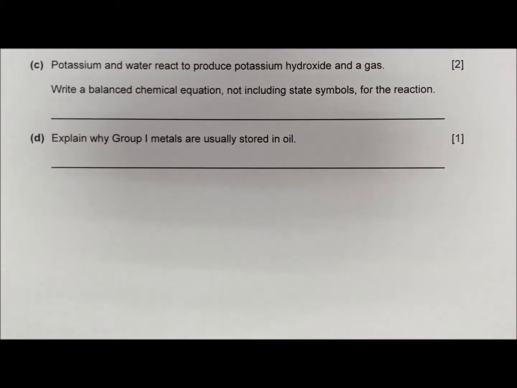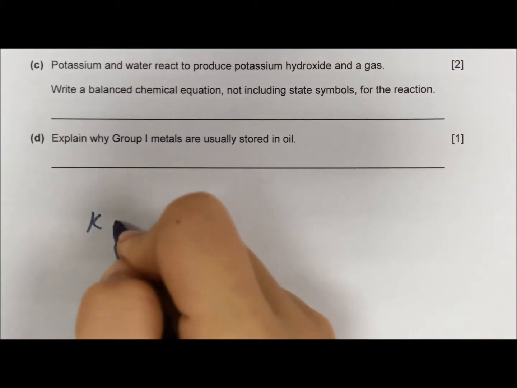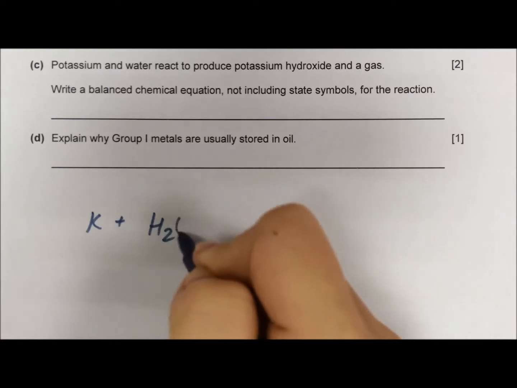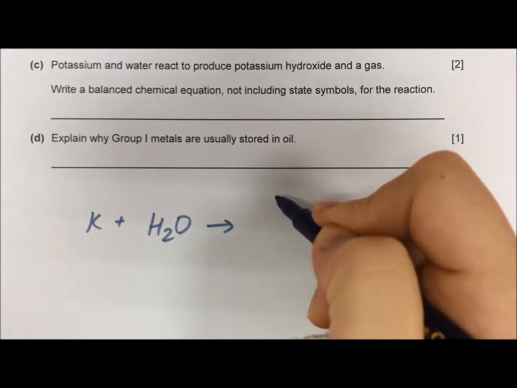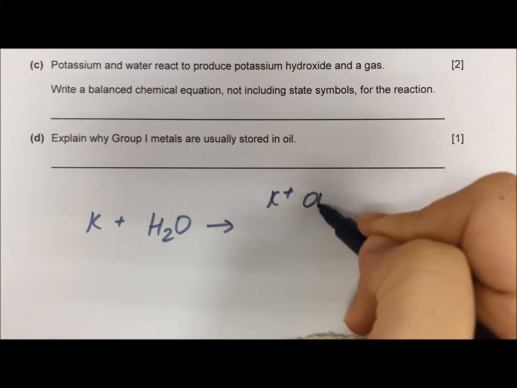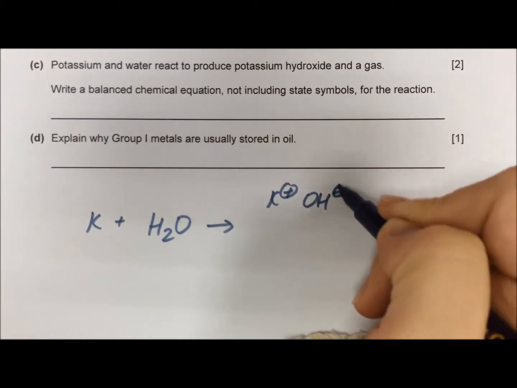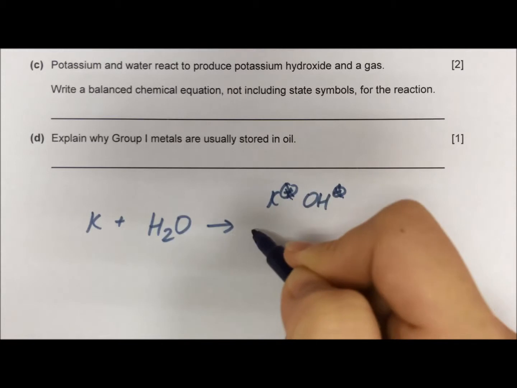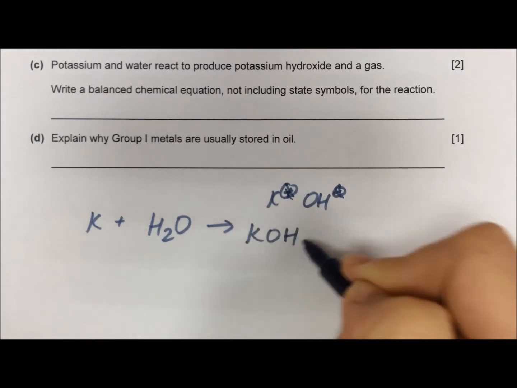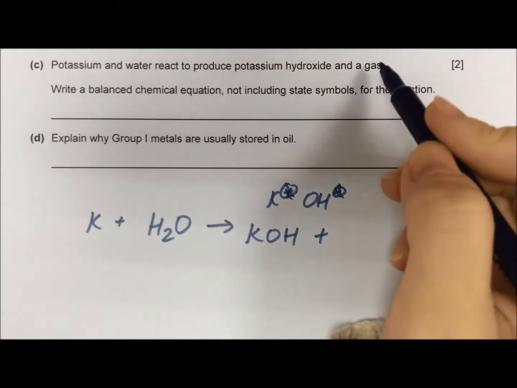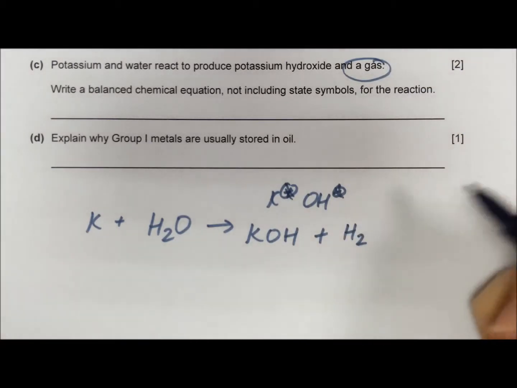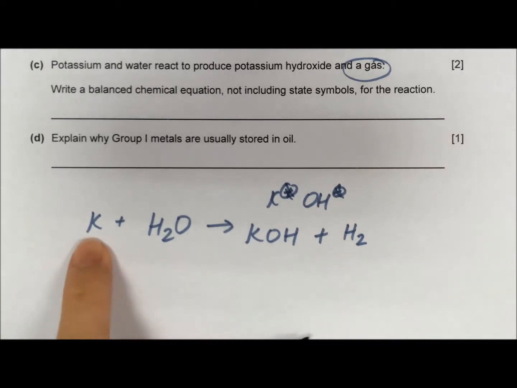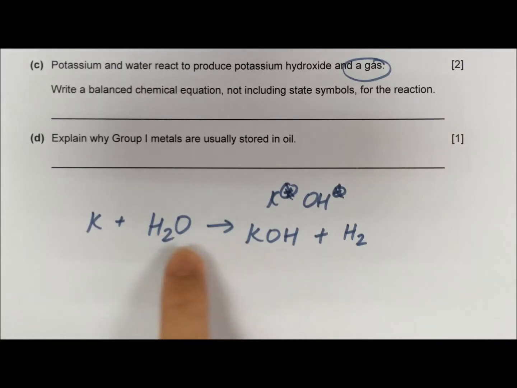Okay, still on periodic table, the last chapter that we covered. So potassium is a metal, so K, water is H2O. Potassium hydroxide, that's how you do it, KOH. And the gas produced is hydrogen gas by memory.